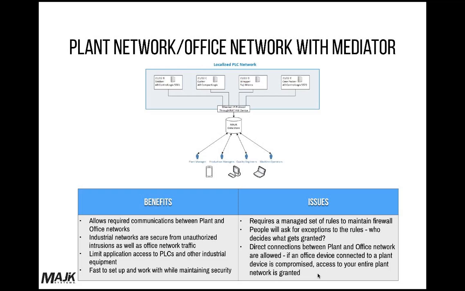Also, it does still allow direct connections between plant and office networks. So if an office device connected to a plant device is compromised, that could potentially allow access to the rest of your plant network. Usually in consumer packaged goods, that's not a huge issue. You're maybe talking about, say, one machine going down when it's not supposed to. If that's a bottleneck machine or a machine that costs a lot to get started again, like we see sometimes in automotive, that's where you run into some higher risk on this type of network design.